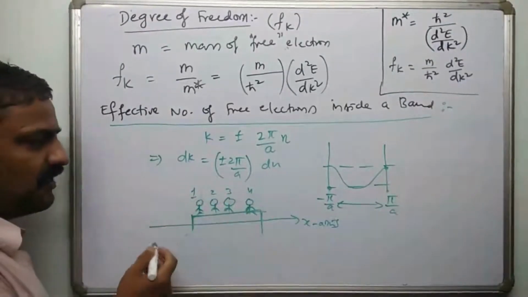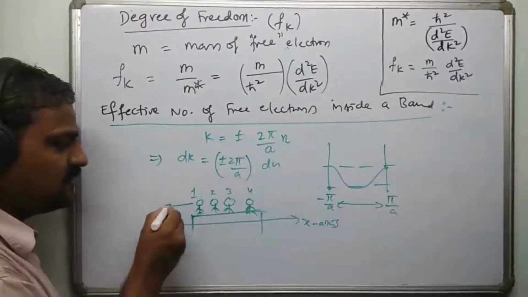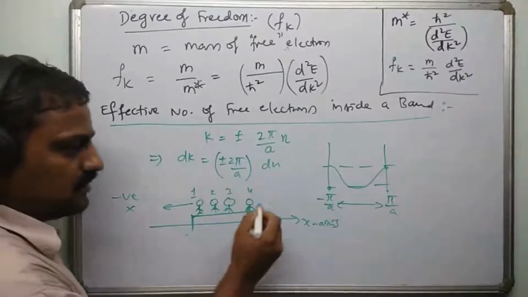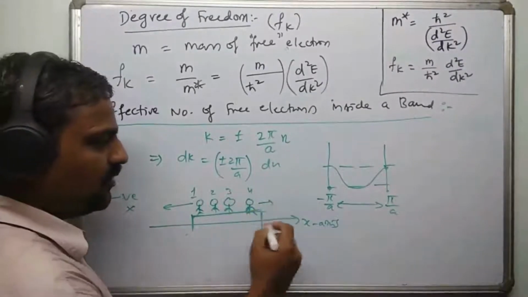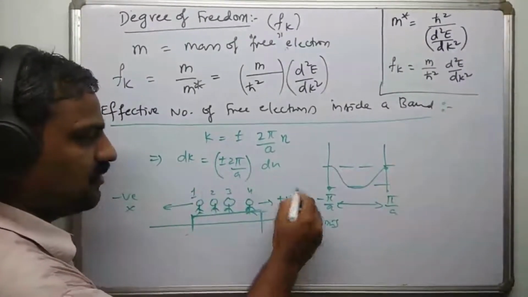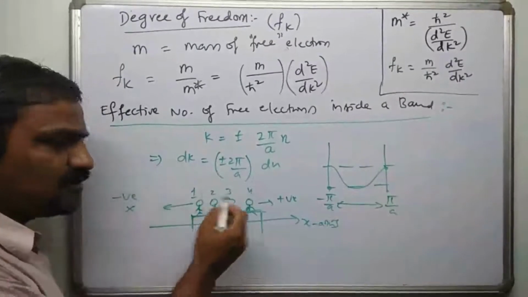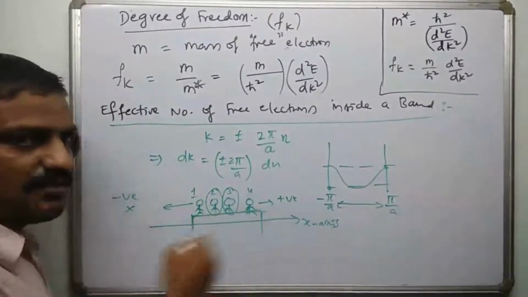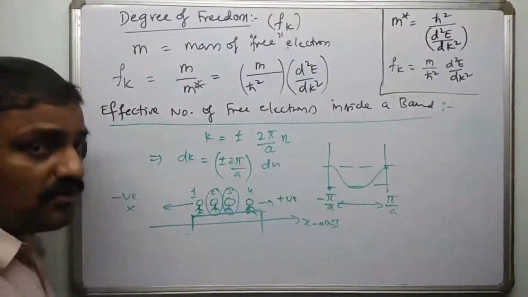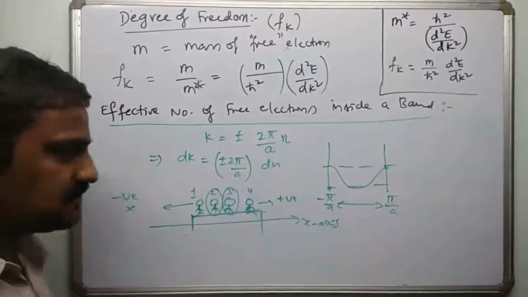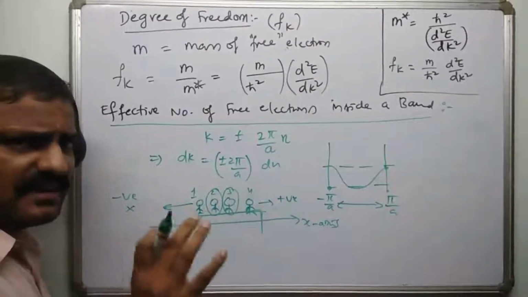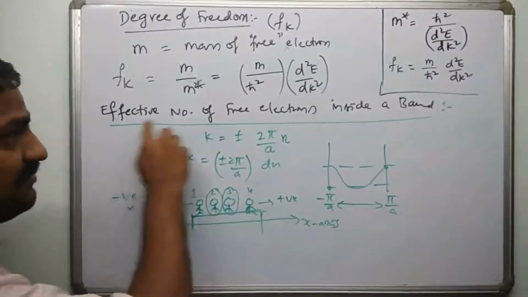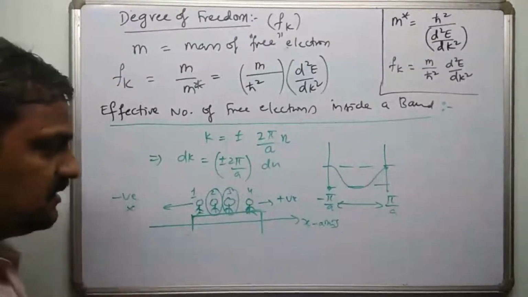This 1 and 4 have got some freedom. 1 can move this way along the negative x direction. This 4 can move along the positive x direction only. But if you talk about 2 and 3, literally they are bound. They can't move anywhere. They can't move along the positive x direction or the negative x direction. So they are captured, right? So the term effective number of free electrons refers to this only.